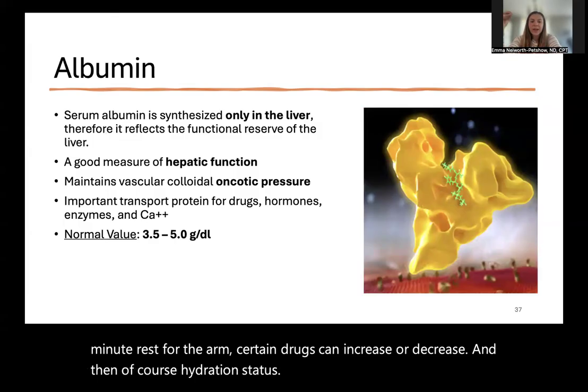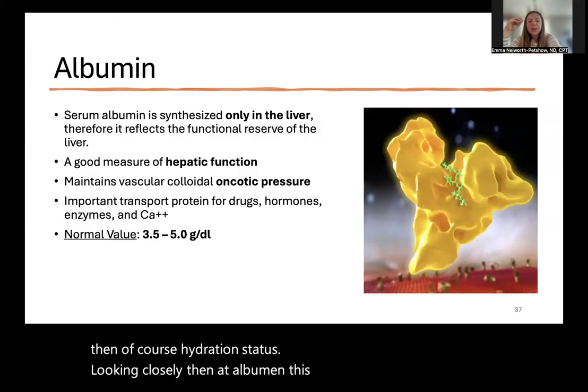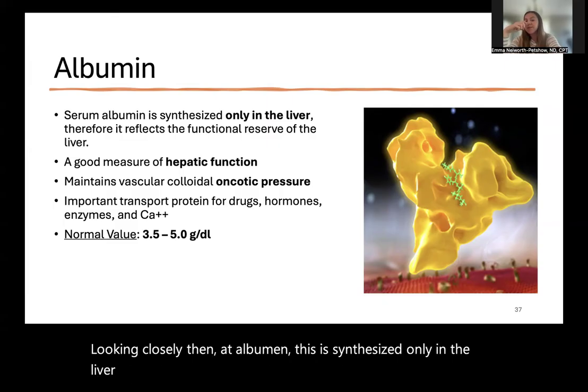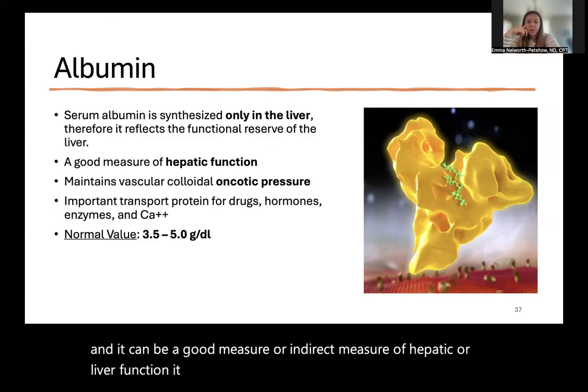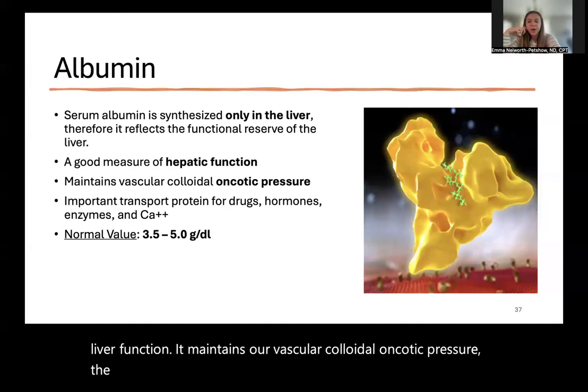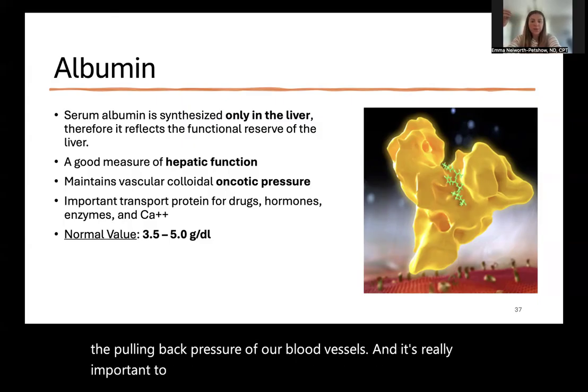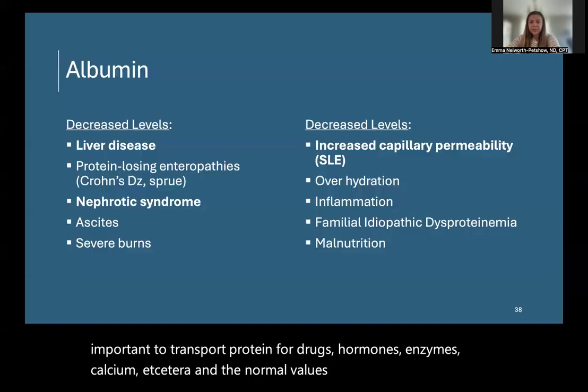Looking closely then at albumin, this is synthesized only in the liver. Therefore, it's reflecting a functional reserve of the liver itself, and it can be a good indirect measure of hepatic or liver function. It maintains our vascular colloidal oncotic pressure, the pulling back pressure of our blood vessels, and it's really important to transport protein for drugs, hormones, enzymes, calcium, etc. And the normal values are listed here.